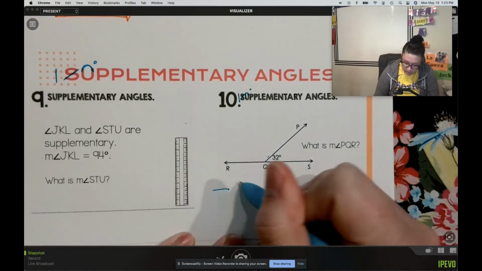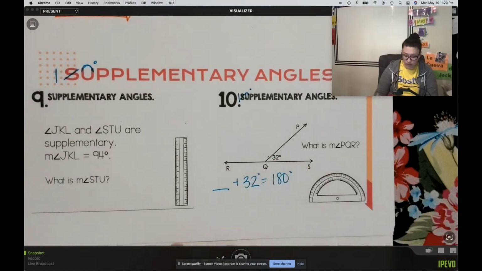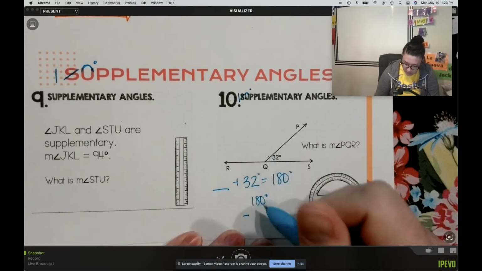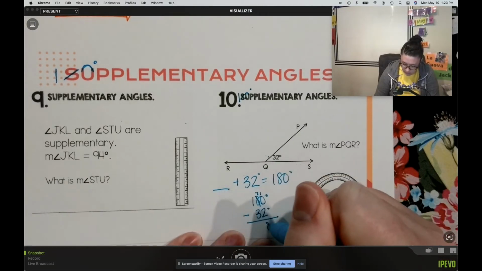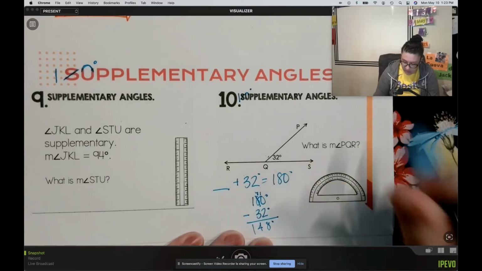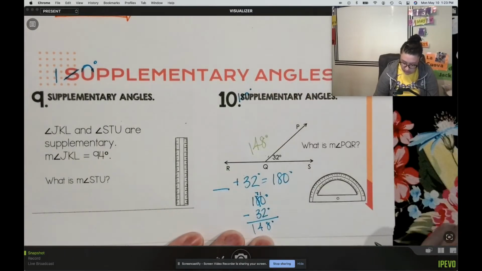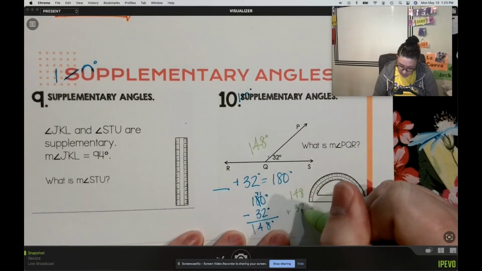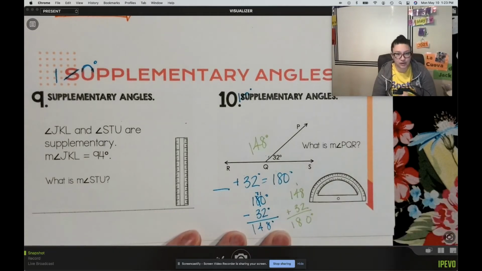So I need to know what number plus 32 is going to give me 180 degrees, or 180 degrees is my total, and I subtract that 32 that I already know. And I should get that the angle is going to be 148 degrees. You can always check these answers too. If I do 148 plus 32, it adds up to 180 degrees. So that's an easy way for you to go back through and check to make sure you've got the right answer.